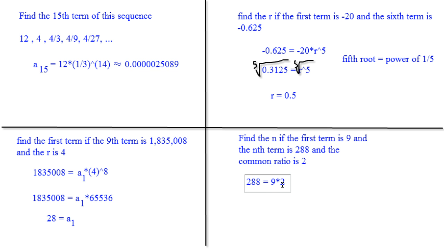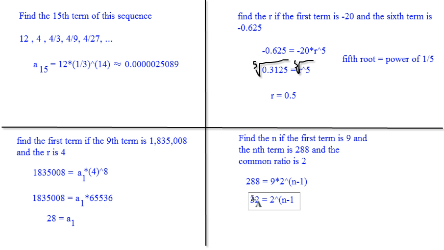9 times 2 to the n minus 1. Now in this one, please do not go 9 times 2 and get 18 and then divide both sides. You're going to divide both sides by 9. So 288 divided by 9, that's going to be 32 equals 2 to the n minus 1.